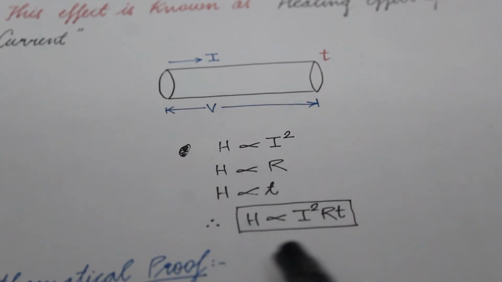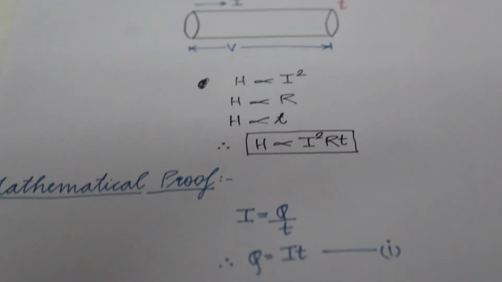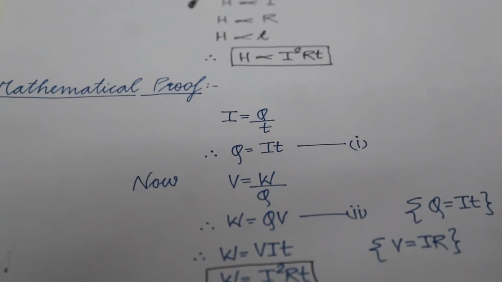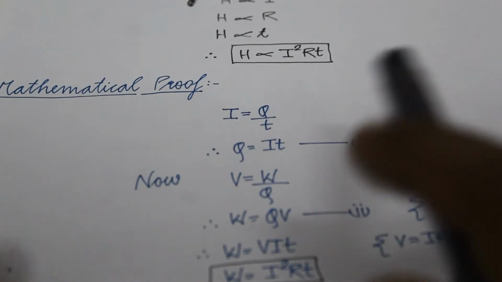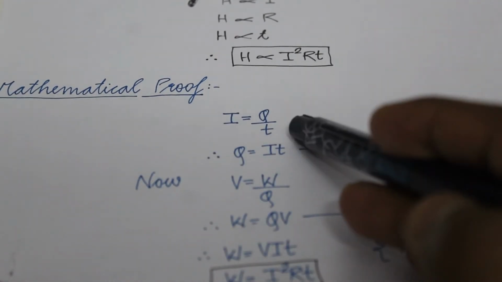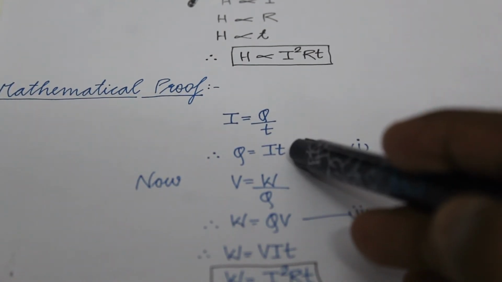This is the formula he derived experimentally. Later on, it was also explained mathematically. Now, what is the mathematical proof of Joule's law? As we know, I is equal to Q upon T. This we have studied in earlier lectures. From here, I can find out Q is equal to IT.